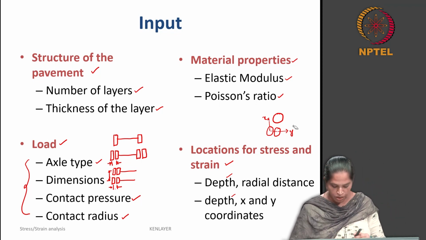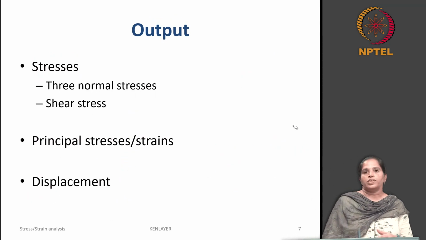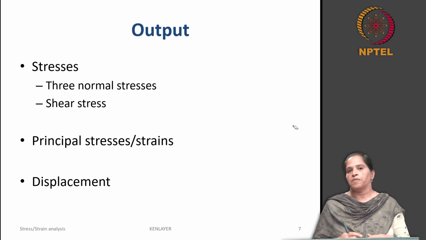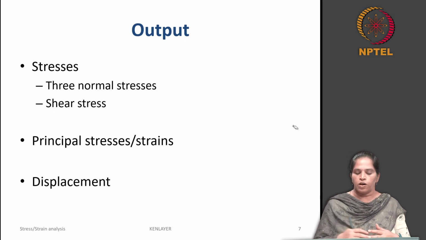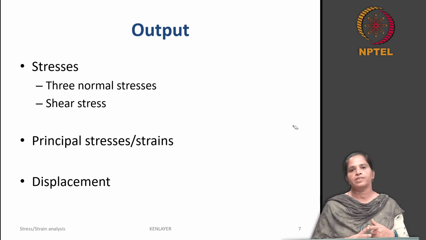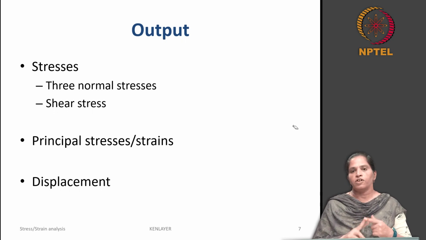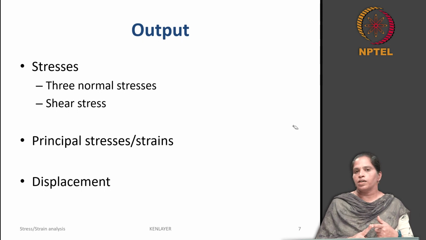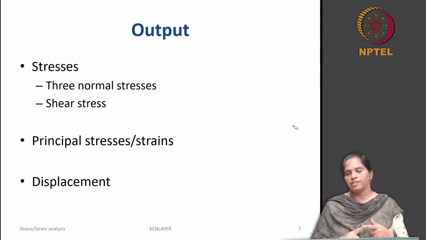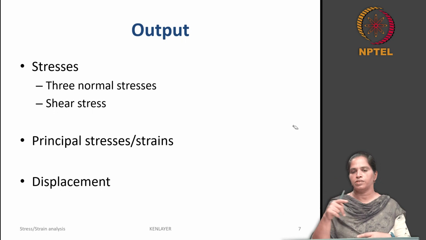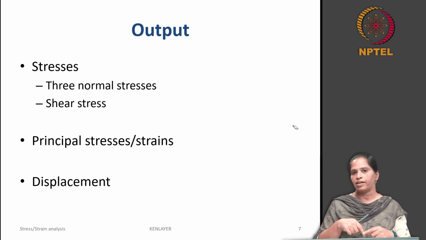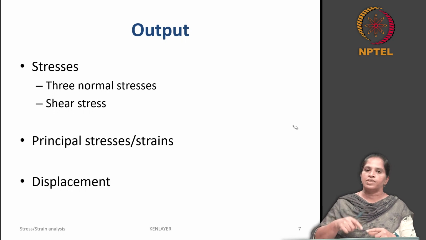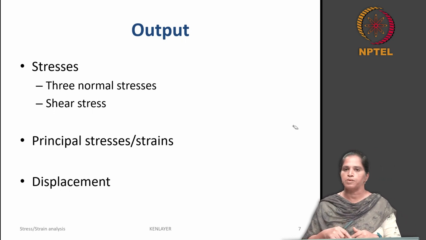So now what is the output? You all know that we need stresses and strain. The output will be 3 normal stresses and a shear stress in case of a single axle single wheel. In that case, the critical location is exactly at the center. You know that at that place the shear stress is 0, so the normal stress itself will be the principal stress and principal strain.